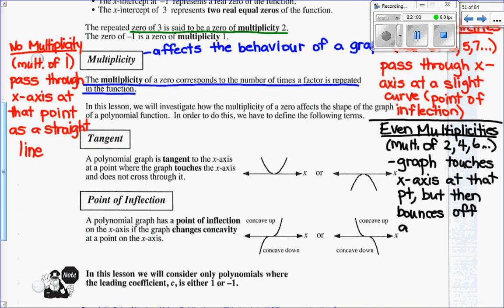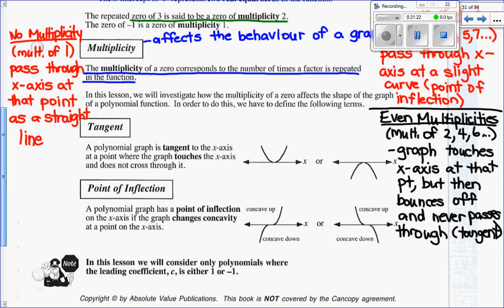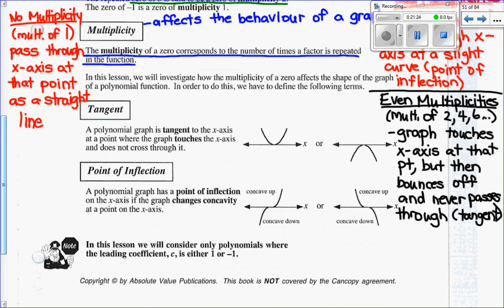And never passes through. And this is known as a tangent. Okay, so the next section just kind of gives you a visual of what that would look like.